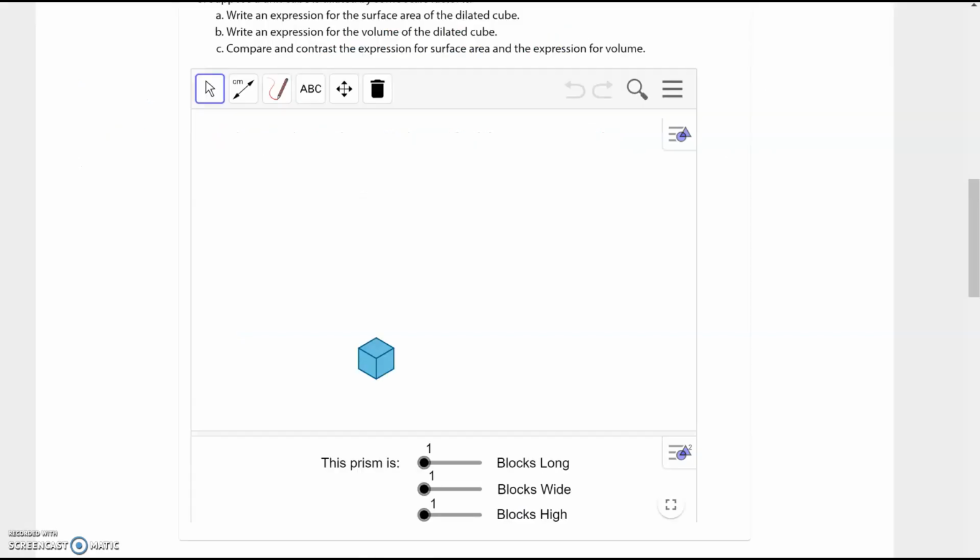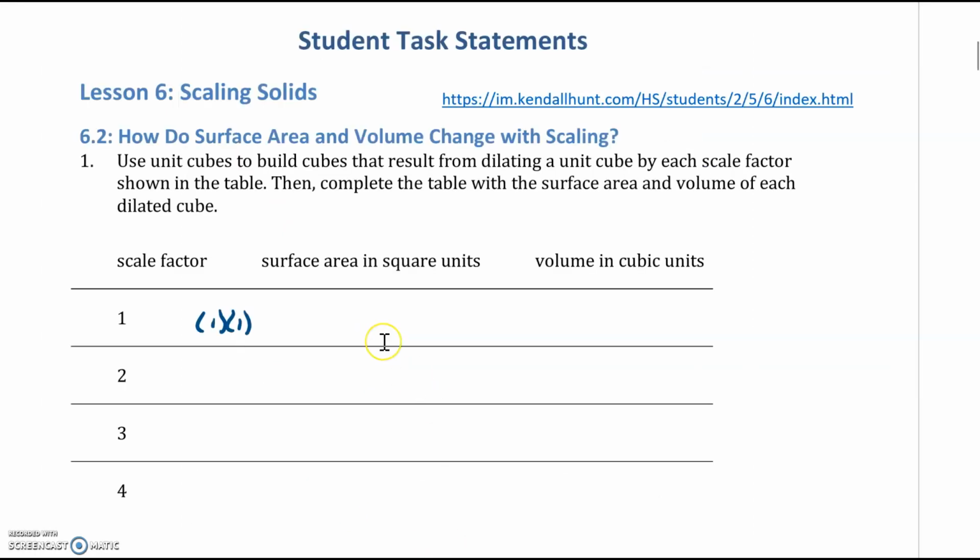When we go back to our unit cube, this 1 by 1 is just one side of this cube. So how many 1 by 1s do we have here? Well, we have the front, the back, the two sides, the top and the bottom. So we actually have 6 sides of the cube. We take this 1 by 1 and multiply it by the 6 sides. So the first surface area we have is 6 square units.